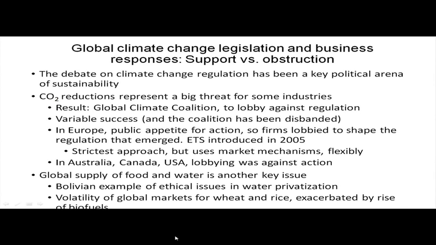Amongst the fiercest opponents was the oil industry, which is fundamentally implicated in greenhouse gas emissions through the burning of fossil fuels. As a result of this, the industry founded the Global Climate Coalition in 1989 to lobby against government regulations to cut back on greenhouse gas emissions.